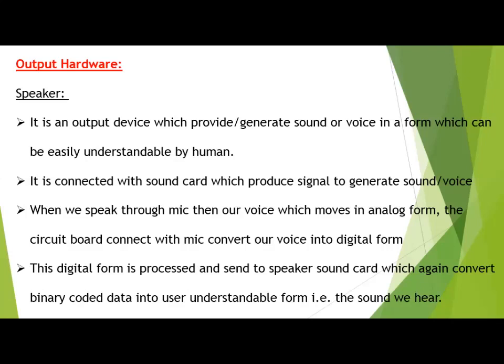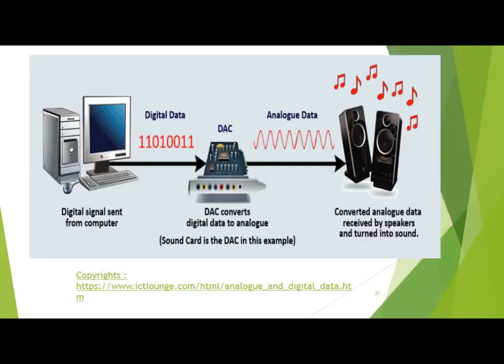So let's see in the next slide how it works in pictorial form. You can see, students, the digital signal is sent from the computer, which was already received by the mic. This digital signal is sent to the DAC, which converts digital data to analog. The sound card is the DAC in this example. So it converts to analog form, and this analog form is heard by our ears. The converted analog data is received by the speaker and turned into sound. So with that we can understand sound or voice. Okay, moving to the next slide.